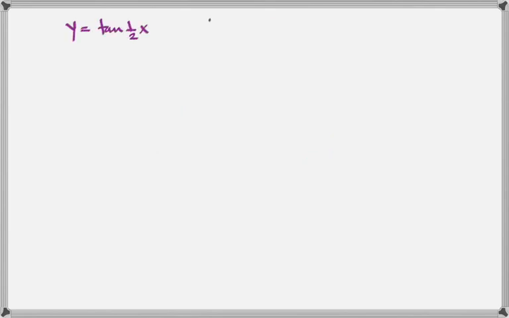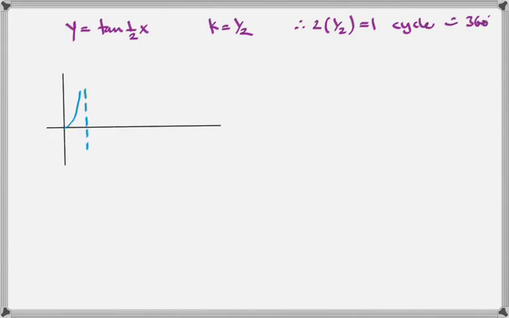Y is equals to tangent half x. The value of k is half. Double of half is 1. That means 1 cycle in 360 degrees. The scale is in your hand. No need to stretch the graph. Just draw a simple one. It's the labeling that matters. 1 cycle in 360 degrees.